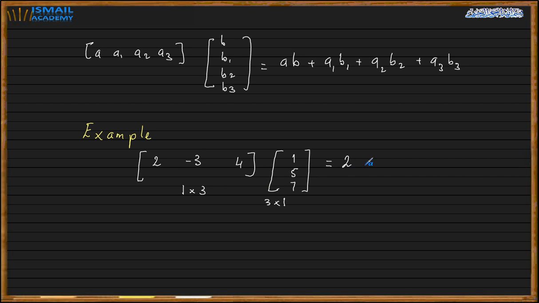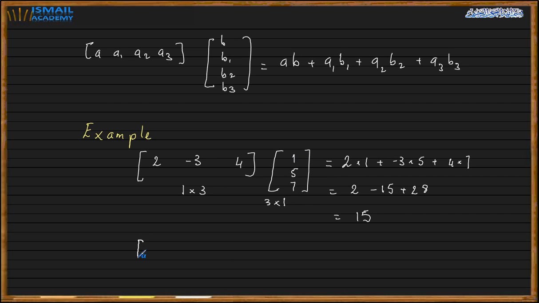2 times 1 is 2. Let me do multiplication here. Plus minus 3 times 5, 4 times 7. You don't have to do it this way. You can do multiplication in your head if you know the multiplication table. So here we will have 2 minus 15 plus 28. So 2 plus 28 is 30. 30 minus 15 is 15, and this will be the answer for the multiplication between that row and that column.